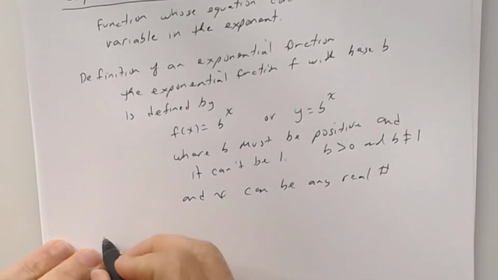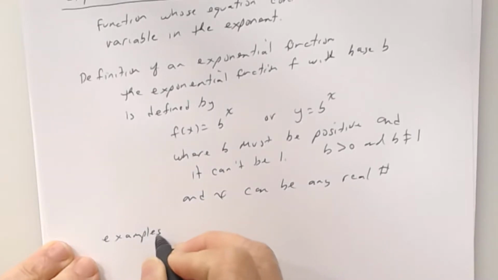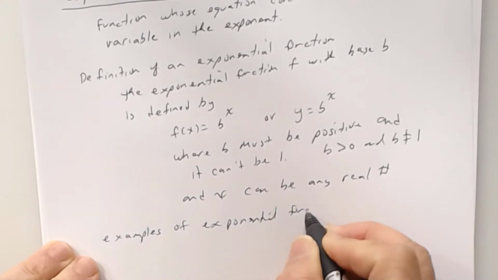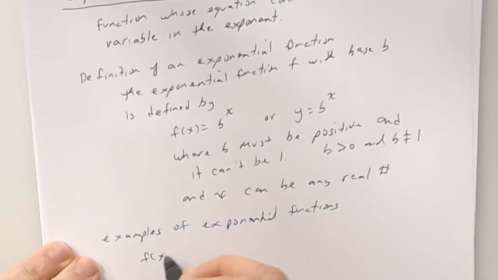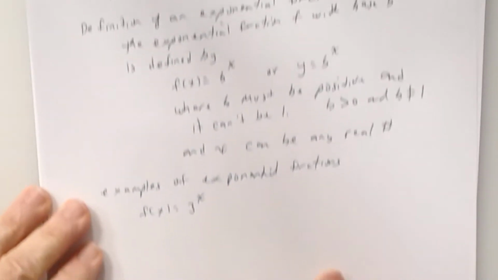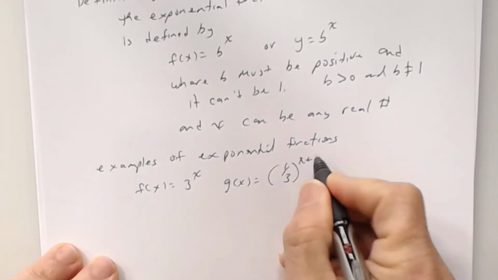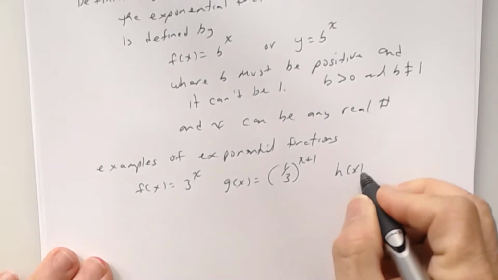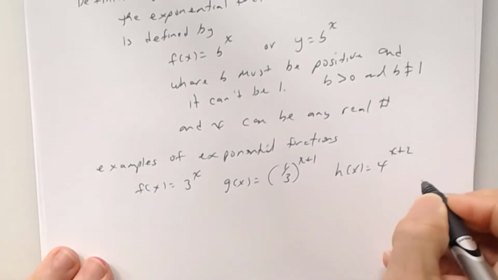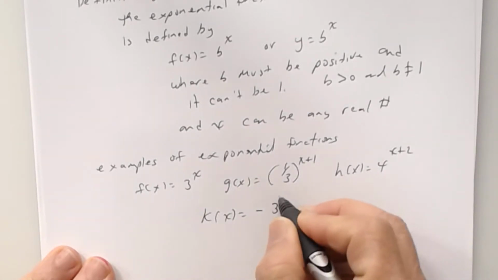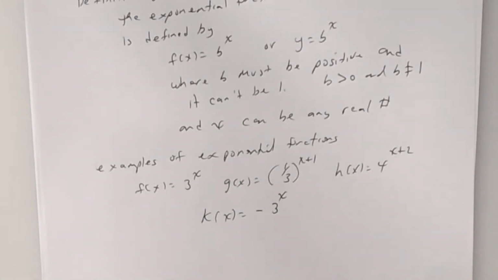So examples of exponential functions would be something like this. F of x equals 3 to the x. G of x equals 1/3 to the x plus 1. H of x equals 4 to the x plus 2. K of x equals negative 3 to the x. Those are all examples of exponential functions, because what do you notice about the variable?